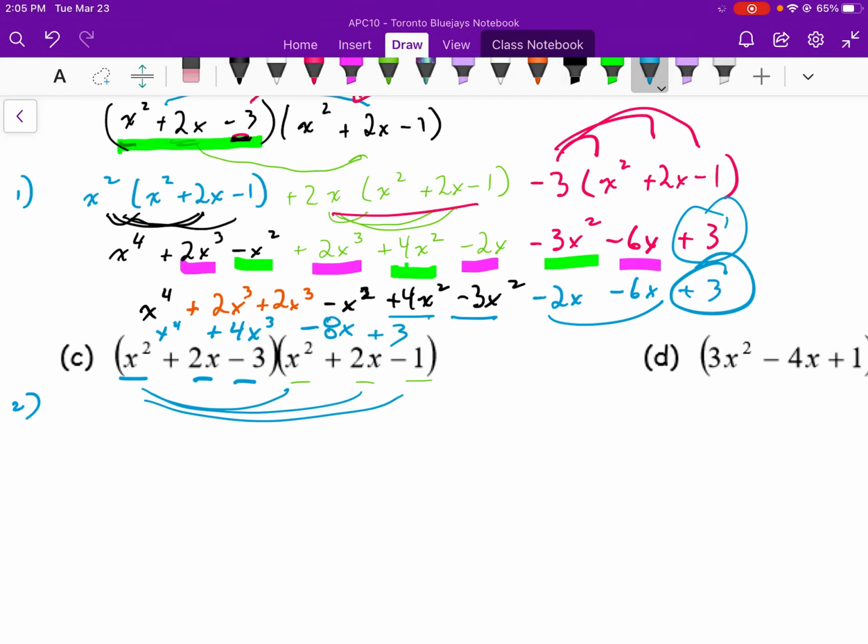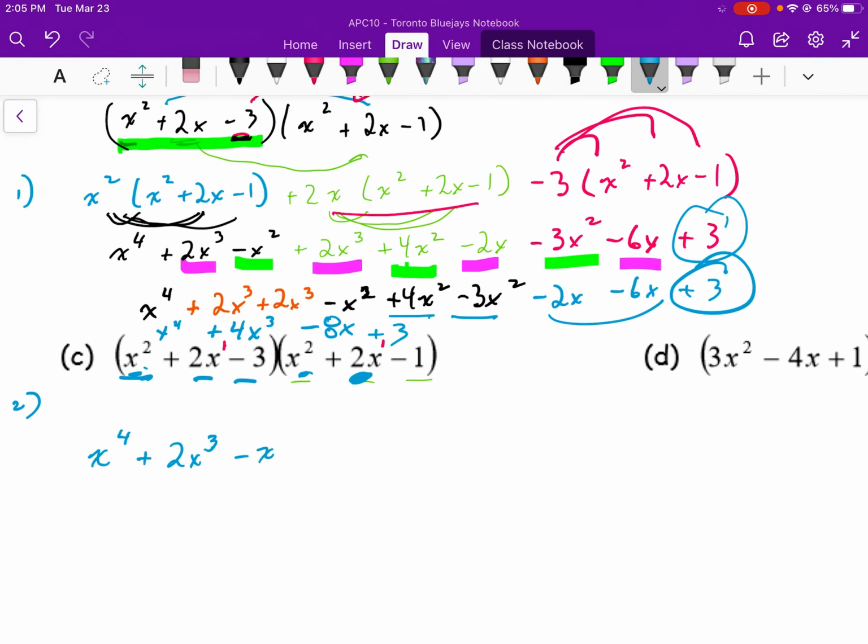X squared times x squared, that first one, right? This one times this one is going to give me x to the power of 4. X squared times 2x is going to be 2x to the power of 3. Now, maybe you might find it useful to put x to the power of 1 to help you out with these multiplications. So here, x squared times negative 1, that's going to give me negative x squared.